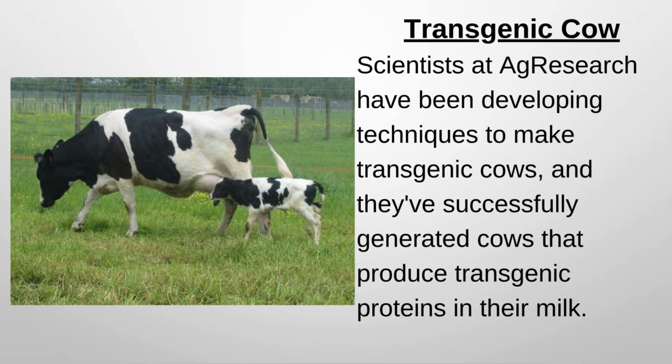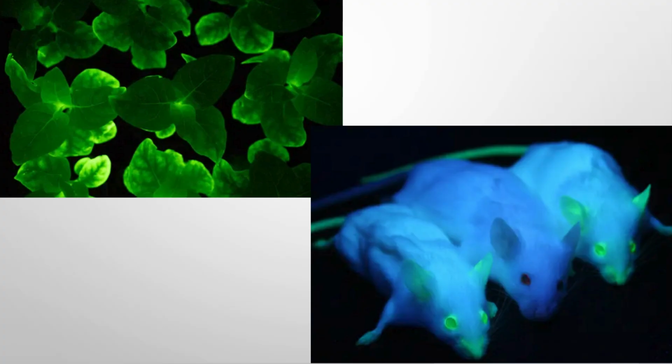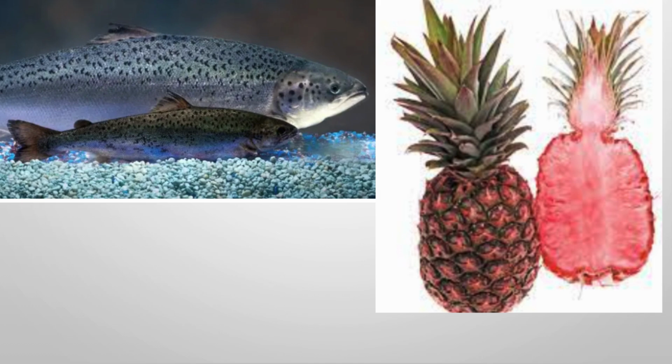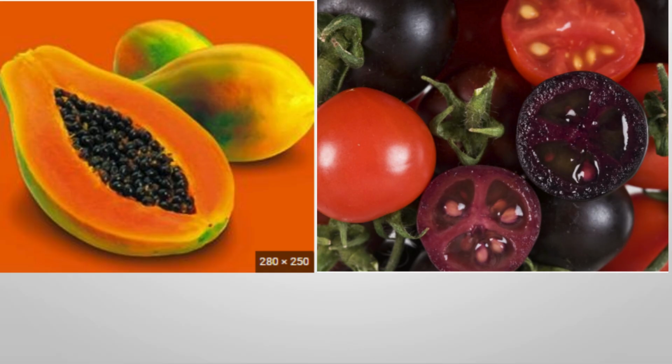And we have this transgenic cow. Scientists at Research have been developing techniques to make transgenic cows, and they've successfully generated cows that produce transgenic proteins in their milk. And we have this rat that is glowing. And then this Enviropig. Okay, so pineapple, red pineapple. Then seedless papaya, seedless tomato, purple tomato.